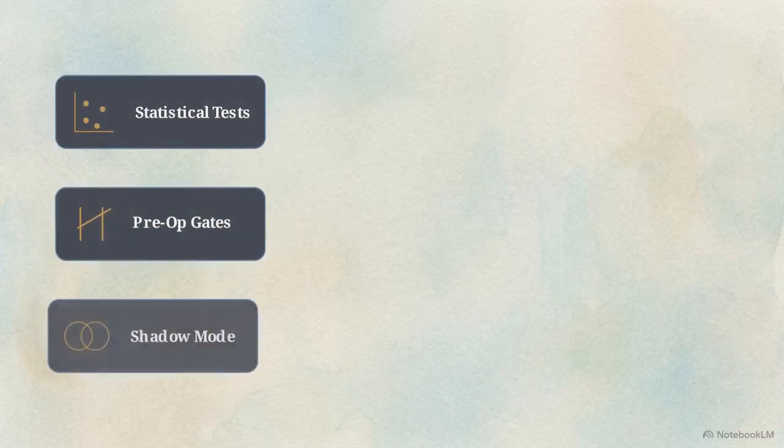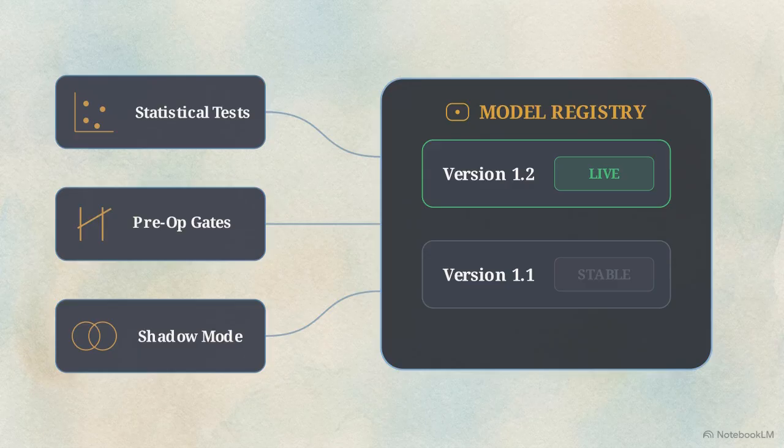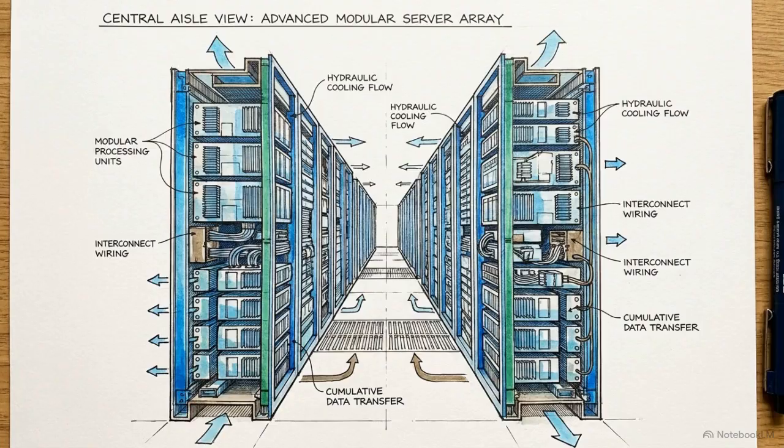All of these mechanisms, the statistical tests, the pre-op gates, and the shadow comparisons, are synthesized into a centralized model registry. This registry acts as a version-controlled vault. If a newly deployed model exhibits sudden behavioral anomalies mid-surgery, the system can instantly roll back to the last known stable baseline. These technical safeguards are enforced by a strict legal reality, permanently recorded in an immutable, unalterable digital audit log.